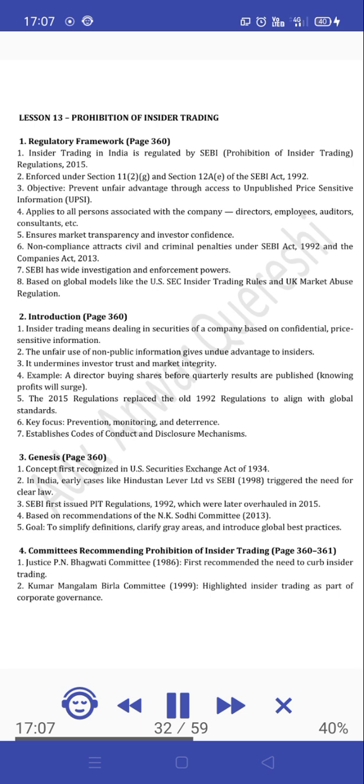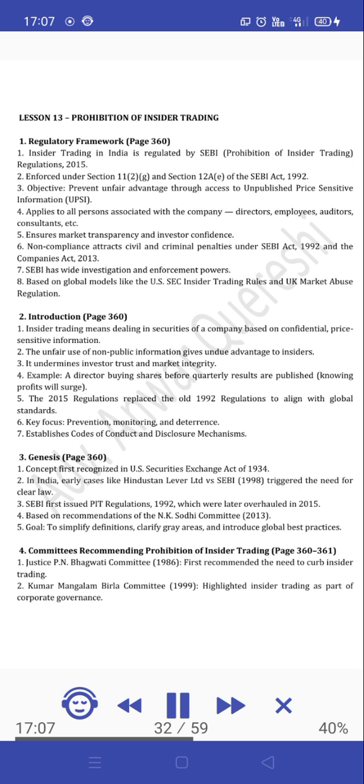3. Genesis, page 361. Concept first recognized in the U.S. Securities Exchange Act of 1934. 2. In India, early cases like Hindustan Lever Limited vs. SEBI 1998 triggered the need for clear law. 3. SEBI first issued PIT regulations, 1992, which were later overhauled in 2015. 4. Based on recommendations of the N.K. Sodhi Committee 2013. 5. Goal: to simplify definitions, clarify gray areas, and introduce global best practices.